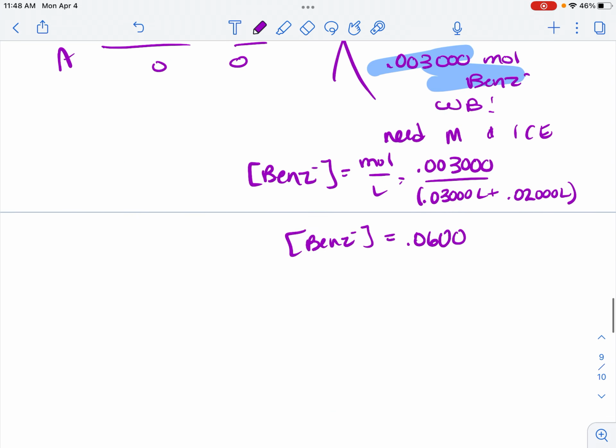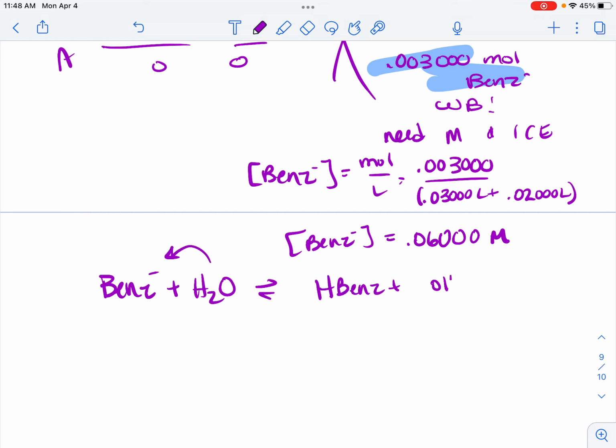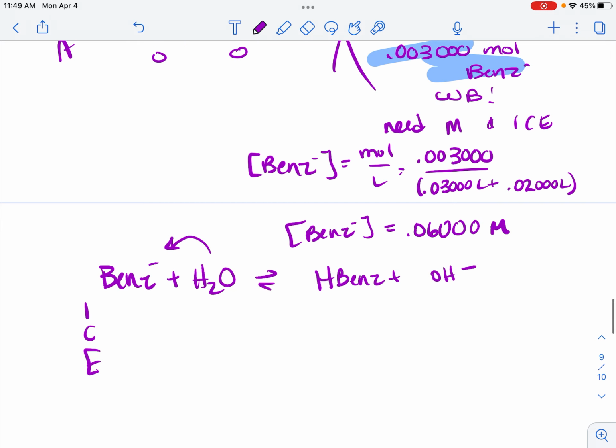Yep, I think I have that many, 4 sig figs still. Okay, so now I'm going to substitute this in, and this is my molarity, and I need to write the weak-base ionization equation. So I need to put this in water. This, remember, is the weak base, so this is going to form H-benz and leave behind the OH minus. And to find the pH of a weak base, I need ICE and molarity.